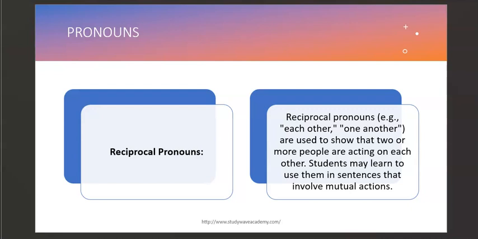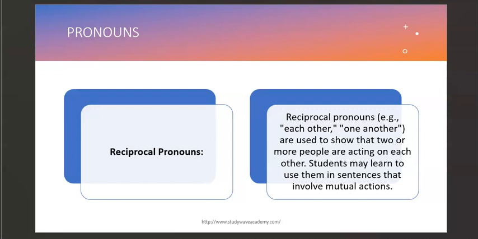Even from the word reciprocal, it means that when an action is done to them, the action is reversed. So if I help you, help me. If I do this to you, you do the same to me. If I hug you, you hug me back. So for example, they hugged each other. You notice this is a reciprocal pronoun, because the one hugged the other, and the other hugged the one back. It's a very funny example, but that's how it works.